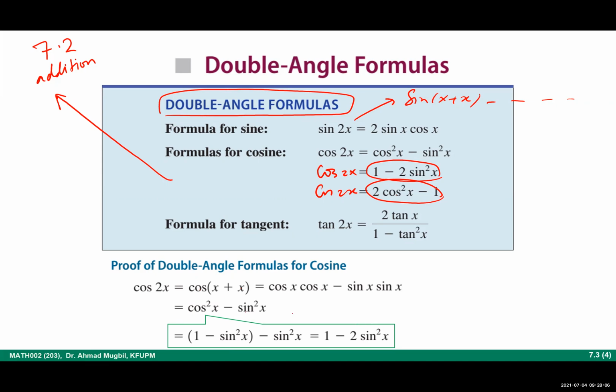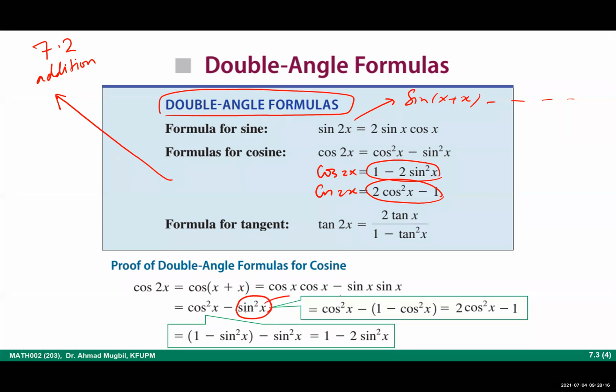If you want it in terms of cosine, not in terms of sine, what you will do is replace this by using the Pythagorean identity. Sine squared is 1 minus cosine squared. But write it inside brackets because here you have subtraction. Don't forget that. So it will be cosine squared minus 1 minus cosine squared. This is minus 1, and this will be negative times negative, which is positive. Cosine squared plus cosine squared will be positive 2 cosine squared.